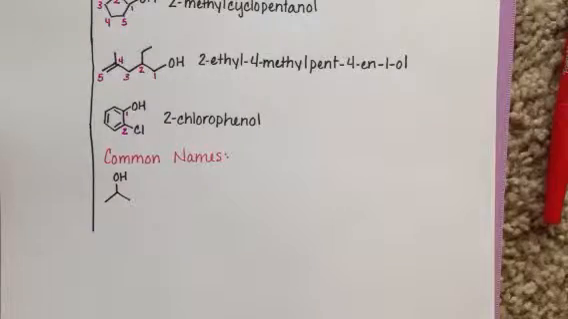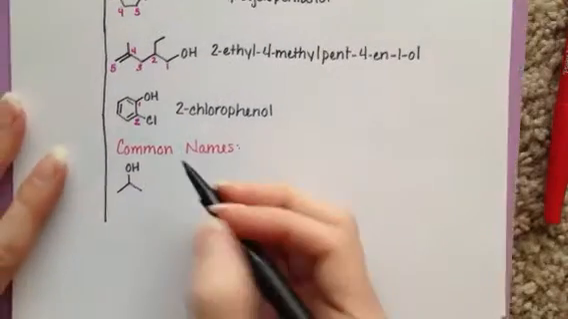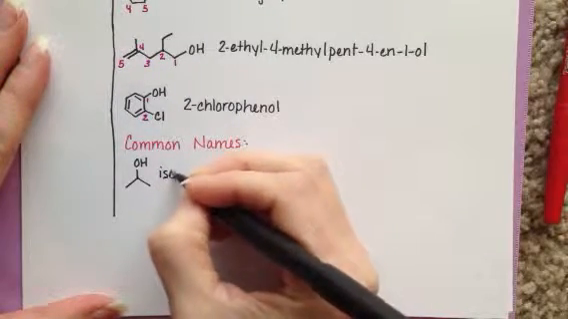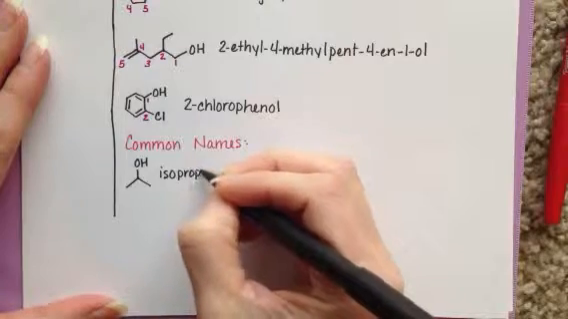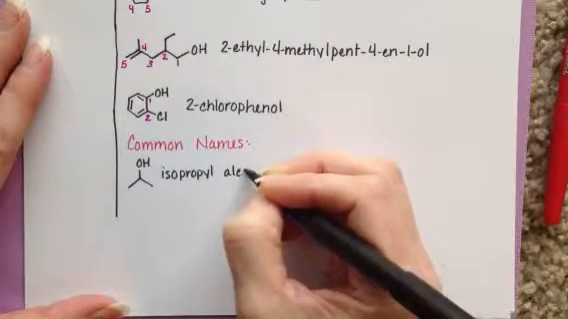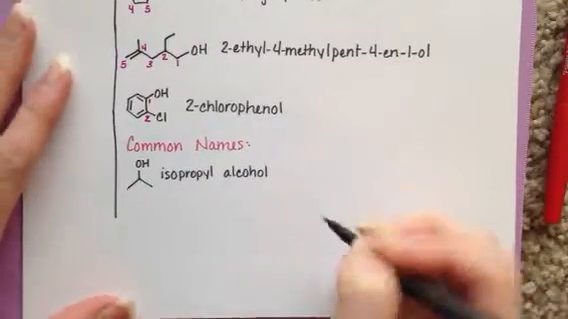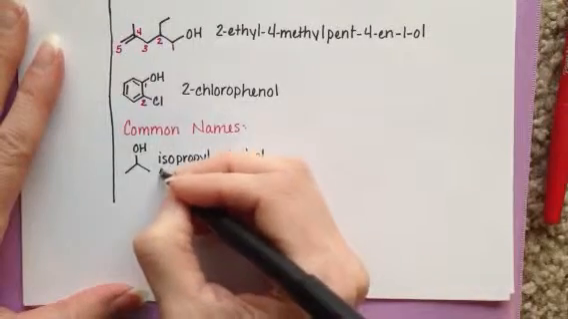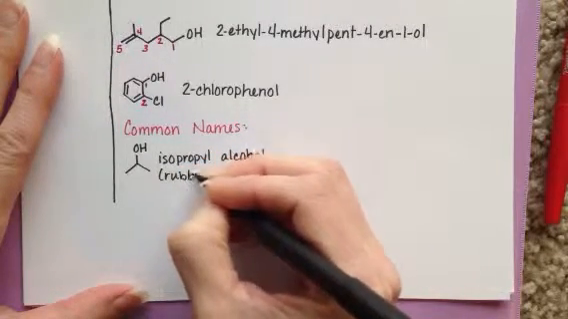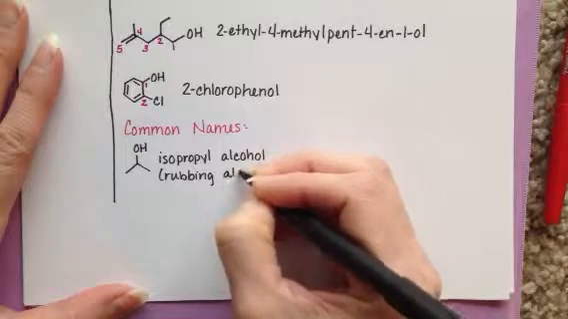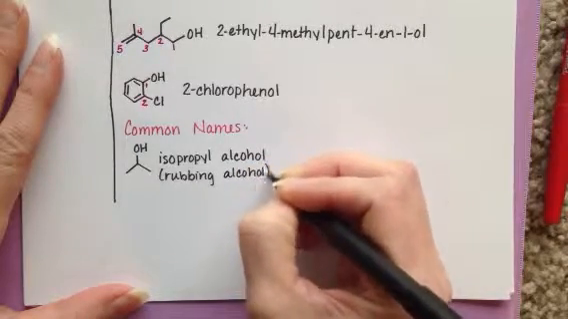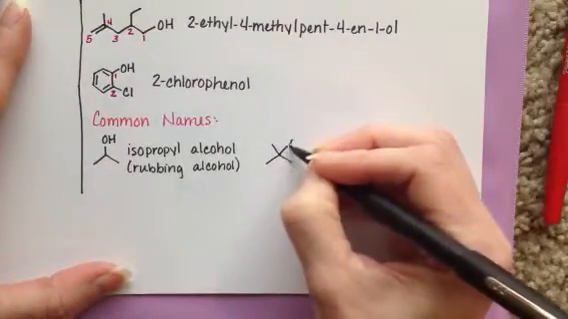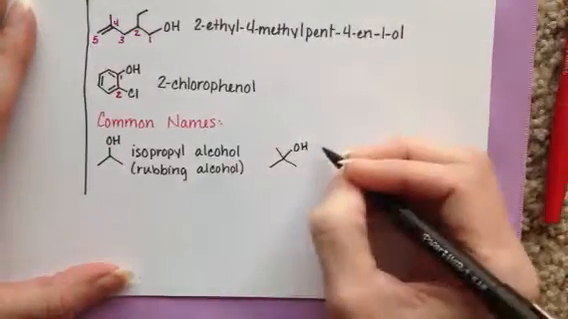This alcohol, which is 2-propanol by the IUPAC system, its common name is isopropyl alcohol, or isopropanol. This is because it's an alcohol with the isopropyl group. This is rubbing alcohol, what you would buy at the store. Along the same lines, we're going to call this tert-butyl alcohol.